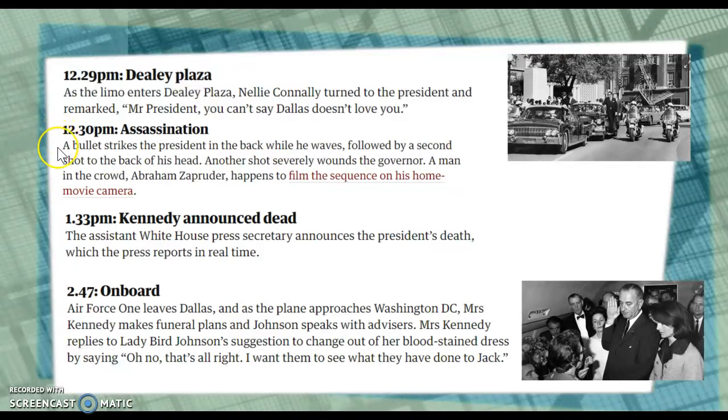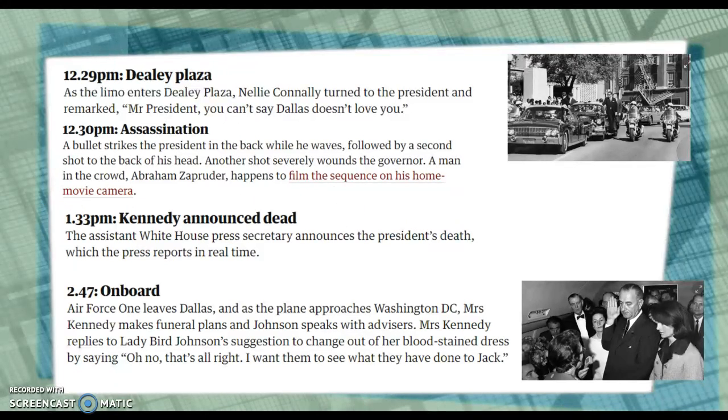At 12:30 p.m., a bullet strikes the president in the back while he waves, followed by a second shot to the back of his head. Another shot severely wounds the governor. A man in the crowd, Abraham Zapruder, happens to be filming this on his home movie camera because he was filming the motorcade. So they have it all on film that President Kennedy was shot. At 1:33 p.m., he is pronounced dead.